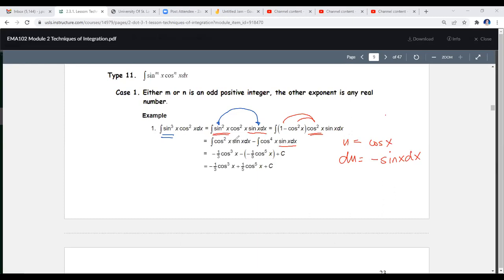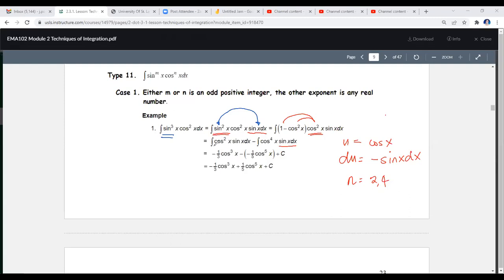Then what happens to this one? The 2 and the 4 that you are seeing here, it is to be interpreted as the exponent of the cosine function. Then if it is the exponent of your cosine function, you will resort to power rule. Why will you resort to power rule? Because this is just like u raised to n du. So it's just power rule.